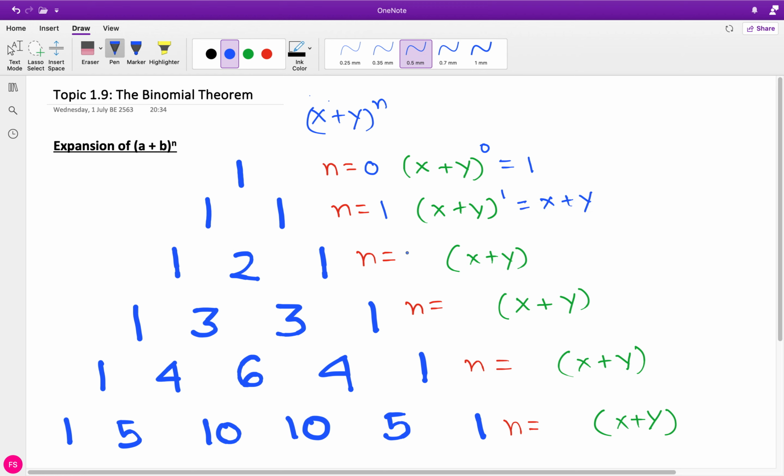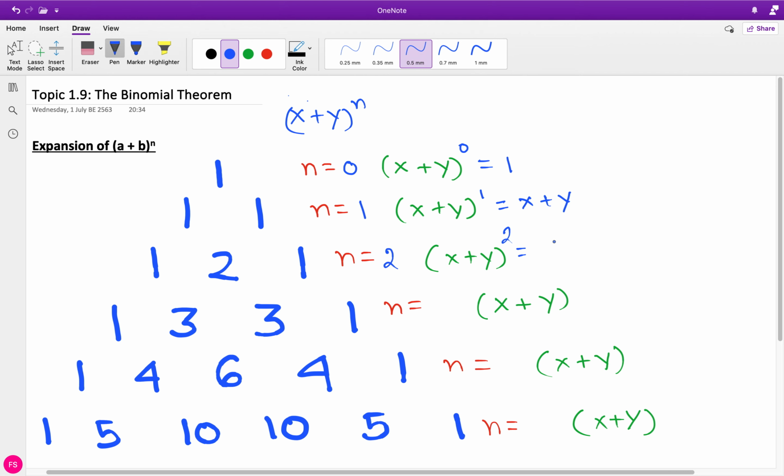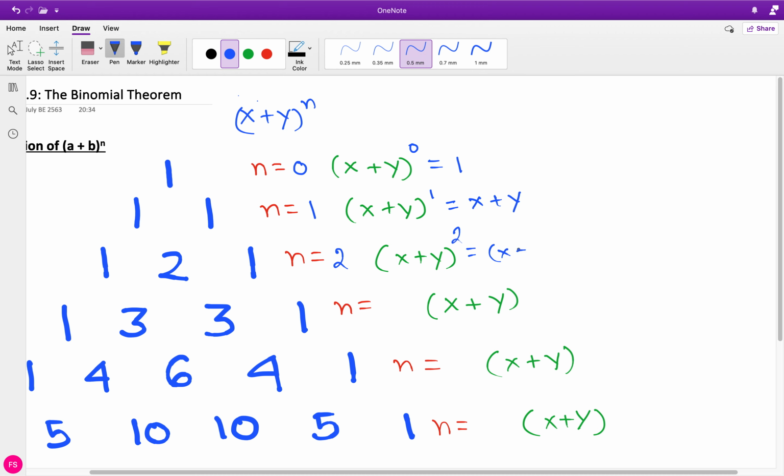Now, what about this row? n equals 2. So what does it give us? x plus y to the power of 2? Please don't tell me this equals x squared plus y squared only. I'll be seriously mad. So this does not equal x squared plus y squared. This means you have to multiply x plus y 2 times, like x plus y times x plus y. And if you expand this by multiplying the terms, you will get x squared plus 2xy plus y squared.